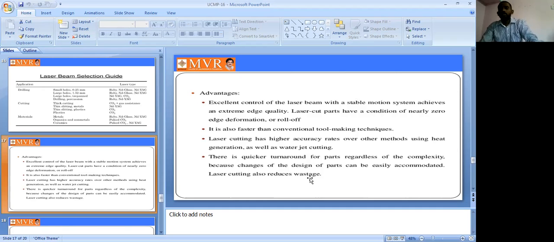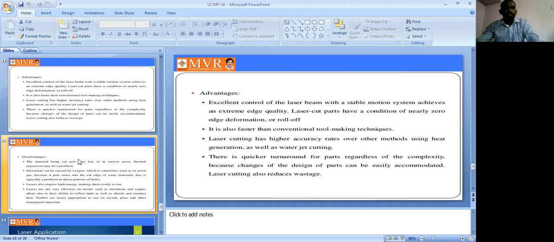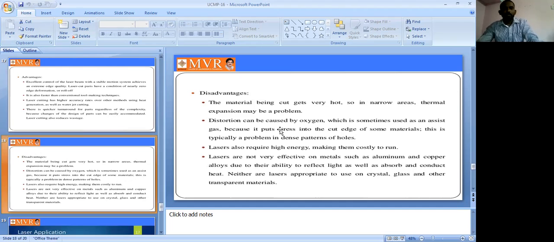Laser cutting also reduces waste. So these are some of the advantages of the laser beam machining operation. Next are the disadvantages. The metal being cut gets very hot. When the temperature is higher, only then will it cut the workpiece. So the metal being cut gets very hard.